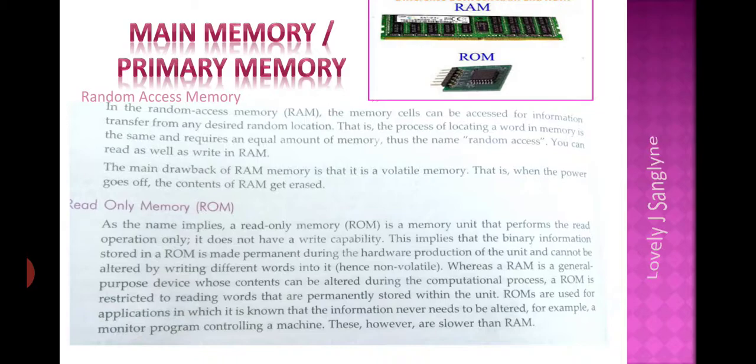But with RAM, whenever it has been turned off or the power goes off suddenly, the contents of the RAM are erased. So when the contents are erased, it cannot be accessed again next time. So this is one type of memory which is known as the random access memory.